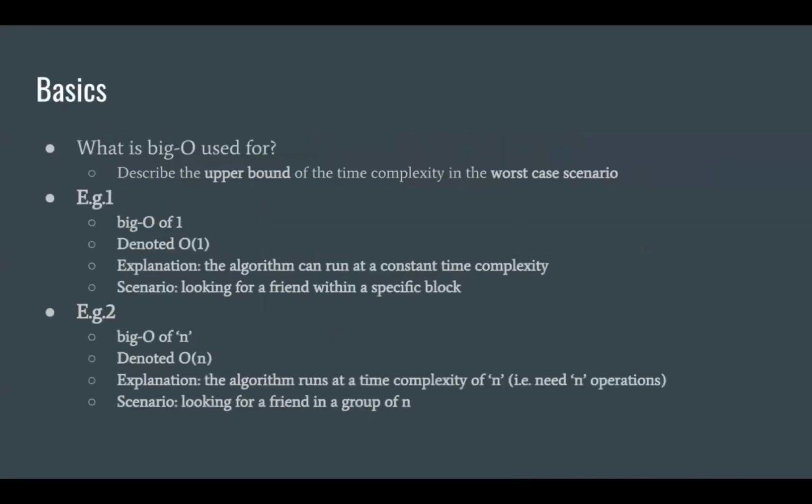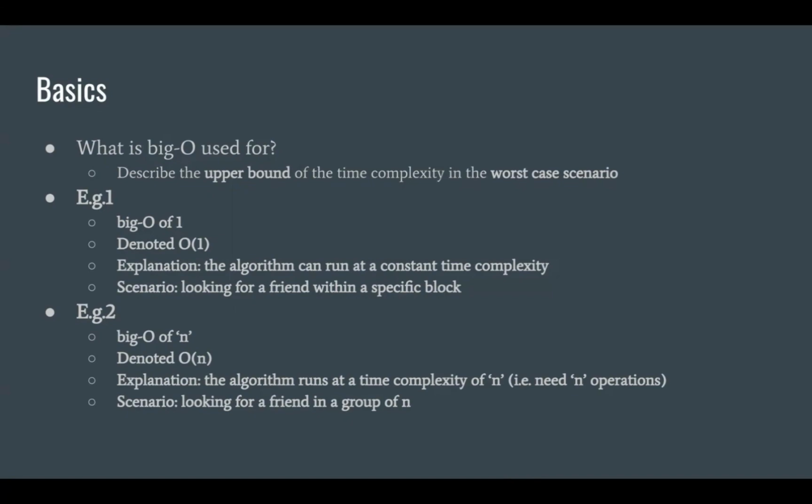But before we delve into the analysis part, let's briefly understand what the big O notation is. The big O notation describes the upper bound of time complexity in the worst case scenario. Essentially, it gives us an insight into how the running time of an algorithm grows as the size of the input grows.